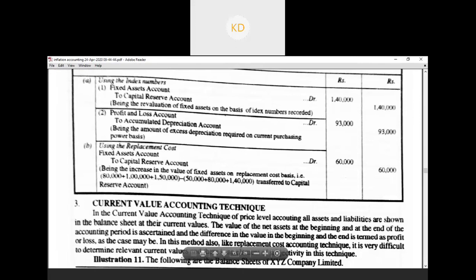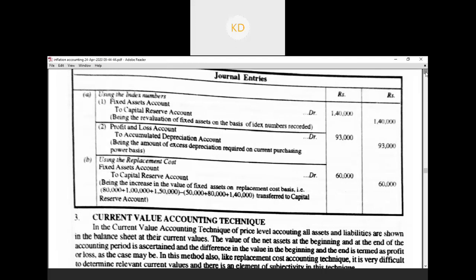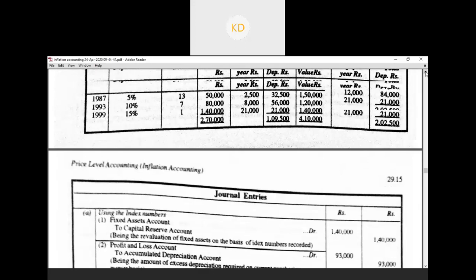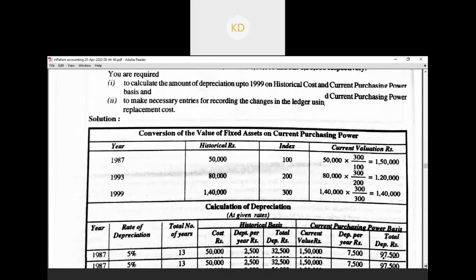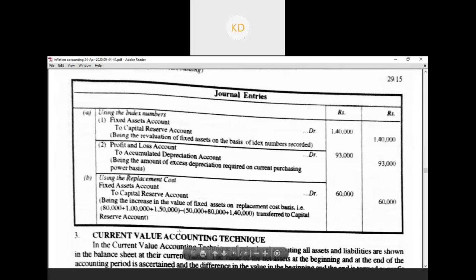Then what happens here, using the replacement method. Replacement method means, in replacement he gives you the replacement values. He gave you replacement values which are there in the problem only. Replacement values are given as 80,000, he's giving you 80 plus 1 lakh plus 1 lakh 50. So 80 plus 1 lakh plus 1 lakh 50, I take the replacement values, then converted values, and historical cost, which is 50,000 plus 80,000 plus 1 lakh 40.